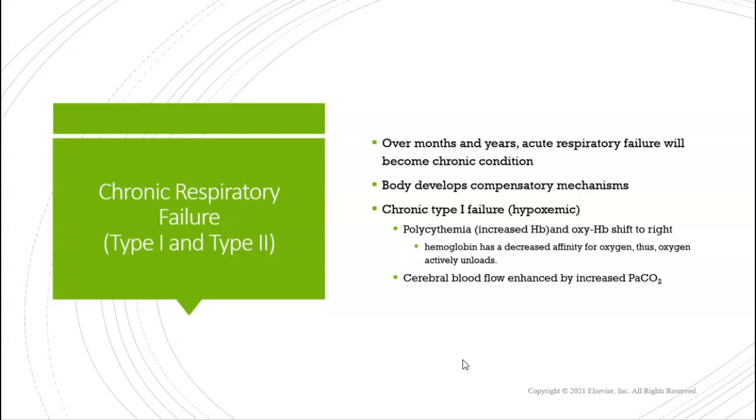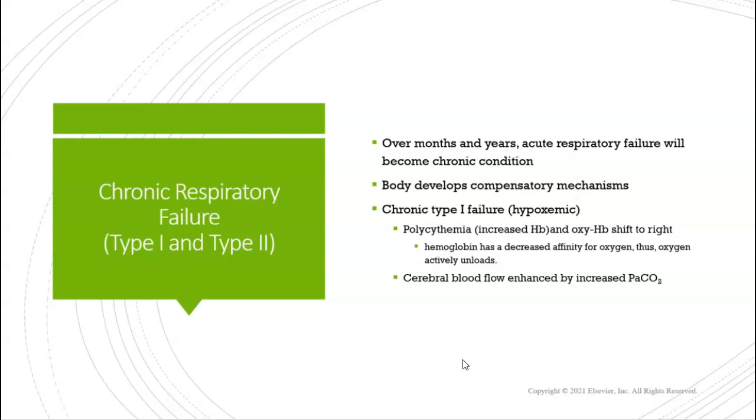This can result in polycythemia. Patients who have chronic hypoxemia will end up with polycythemia, where the body compensates by increasing the hemoglobin level. It's also going to cause that oxyhemoglobin curve, boy, I'm bringing that up a lot in this chapter, to shift to the right.